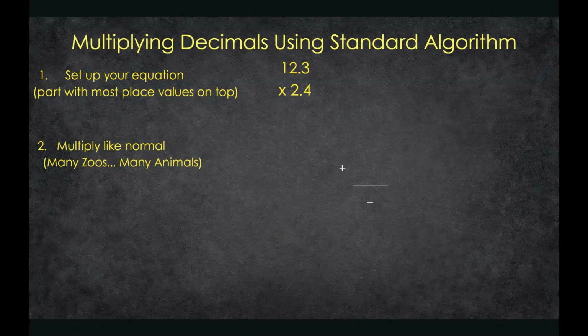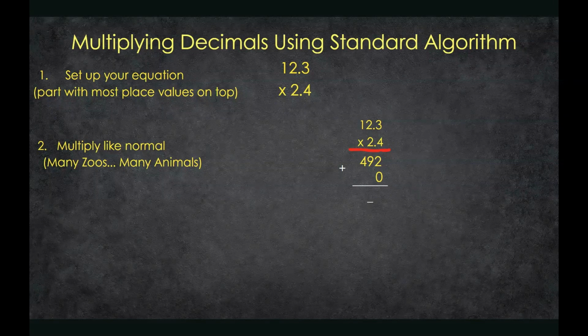Step number 2, we are just going to multiply like normal. We're going to pretend this is 123 times 24, and we're just using our strategy for whole numbers, many zoos, many animals. So the first thing we're going to do is multiply the 4 to the 3, 4 times 2, and then 4 times 1. That's going to give us a total of 492. Then we're going to go to our next part, zoos. That stands for 0. Bring the 0 down to the ones place.